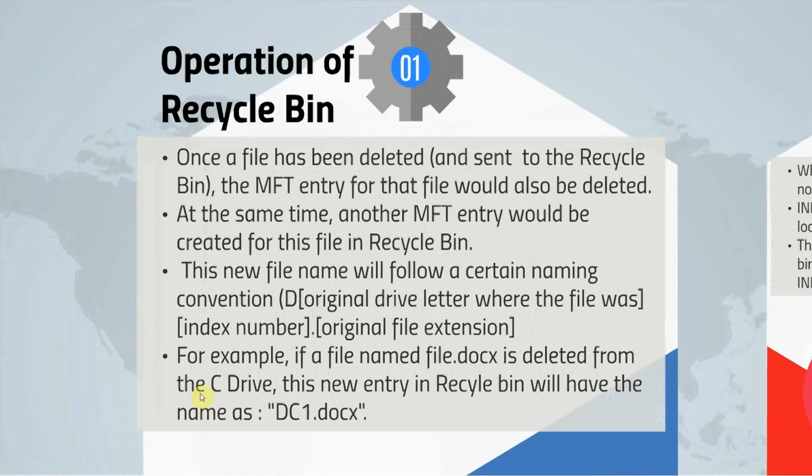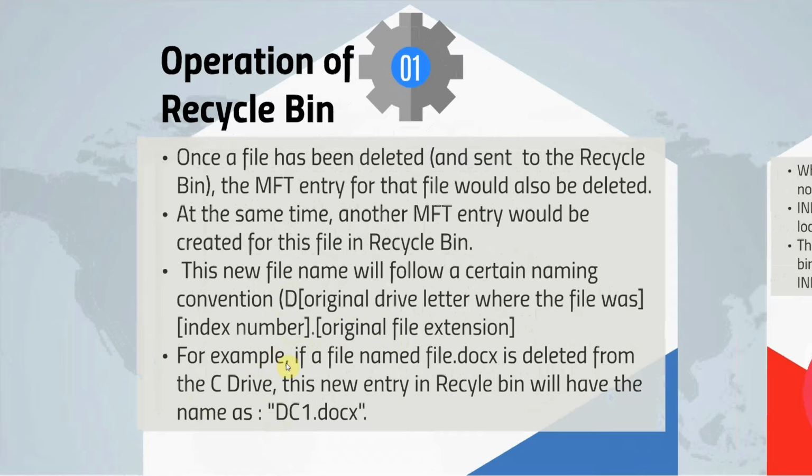The new file name will have D first, so D for deleted, you can think, and then the original drive letter wherever the file was stored. So imagine if myfile.txt was stored in D drive, then it will be a D, and then it will have an index number, which will be simply 1, 2, 3, 4, something like that. After that, a dot, and the actual file extension will come here as it is.